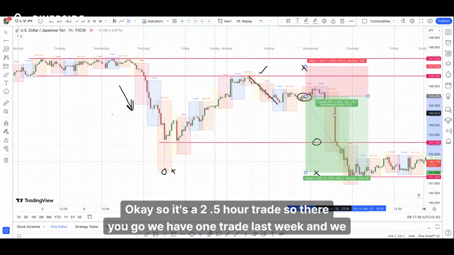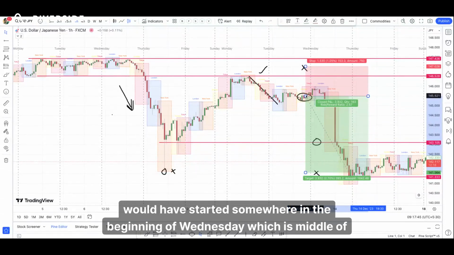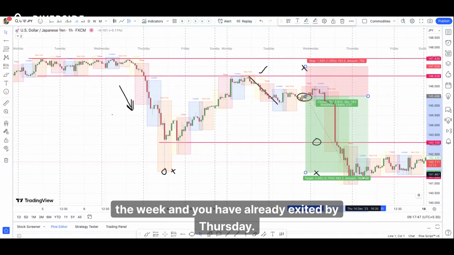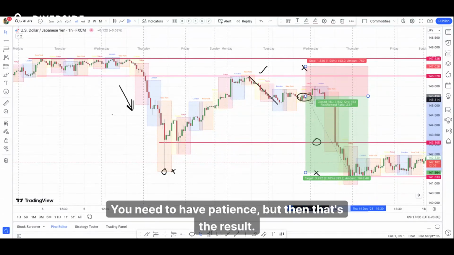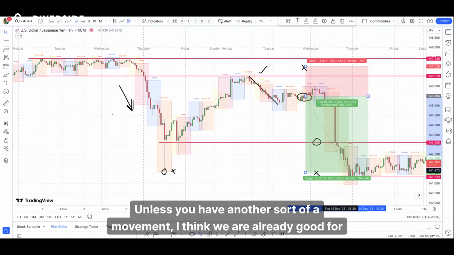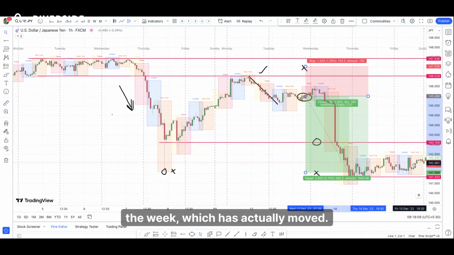So there you go. We have one trade last week, and we would have started somewhere in the beginning of Wednesday, which is mid-week, and you have already exited by Thursday, right? So it's a long trade for sure. You need to have patience, but then that's the result. You enter on Wednesday and get out on Thursday. That's all, right? Unless you have another sort of movement, I think we are already good for the week, which has actually proved right.